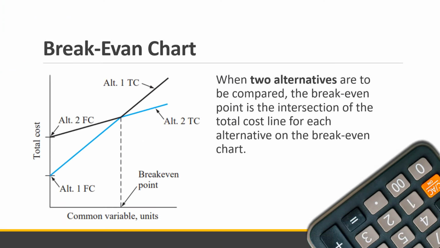So for a break-even chart where two alternatives are to be compared, the break-even point is the intersection of the total cost line for each alternative on the break-even chart. So for example, you have alternative 1, yung cost ng alternative 1. So this is for alternative 1 and for alternative 2. So the meeting point or intersection point between the alternatives is the break-even point if you are considering two alternatives. So yan yung common variable nila. So itong point na to.